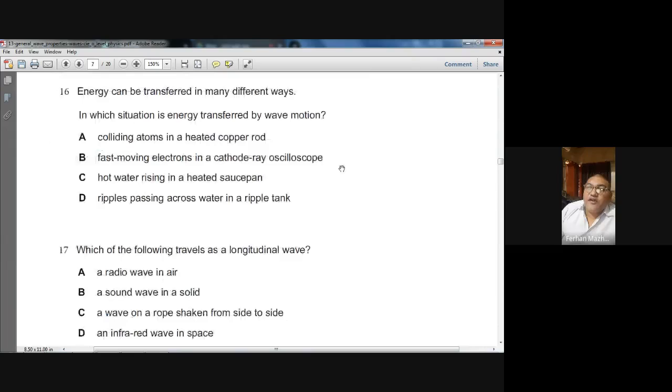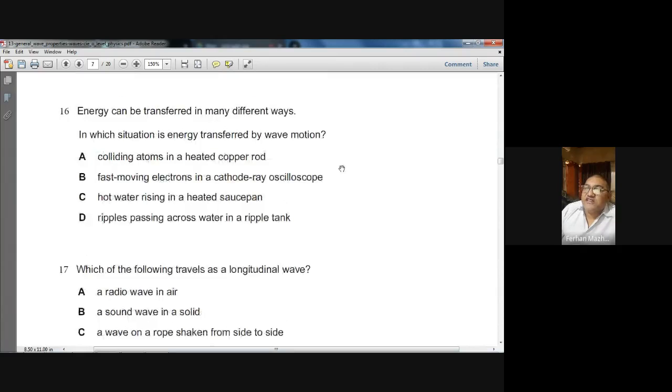Energy can be transferred in many different ways. In which situation is energy transferred by wave motion? Colliding atoms in a heated copper rod? No, that's not by wave motion. Fast moving electrons in a cathode ray oscilloscope? This is not wave motion. Hot water rising in a heated saucepan? That's not wave motion. Ripples passing across water in a ripple tank? That's the example of wave motion. So D is the choice.